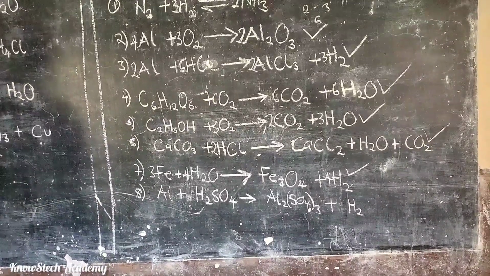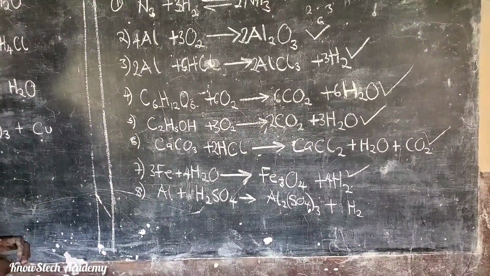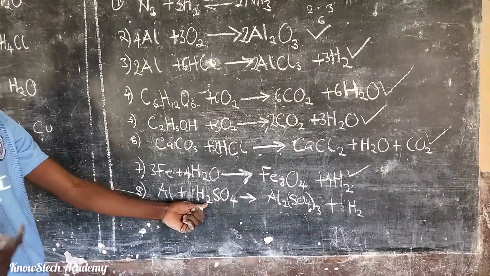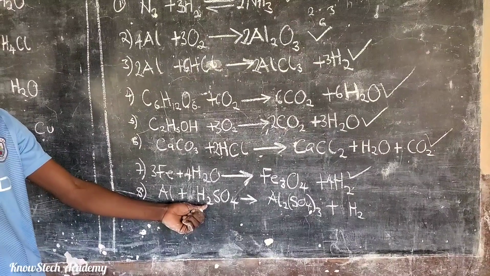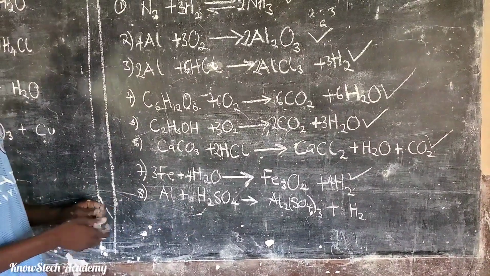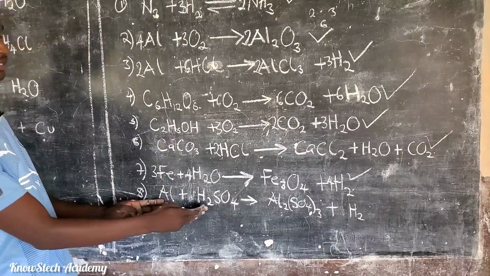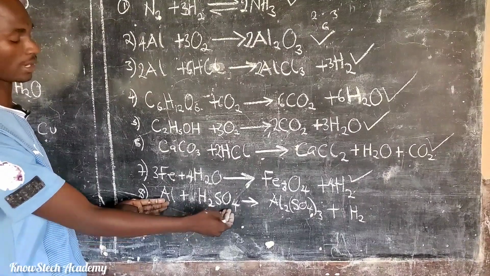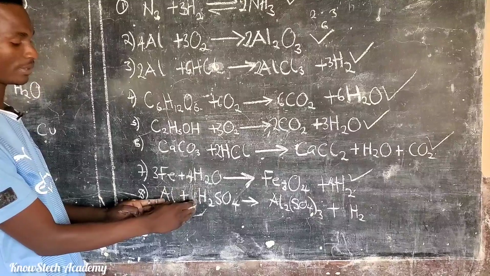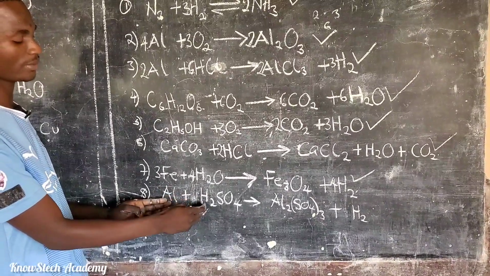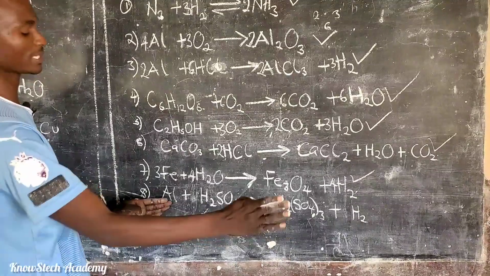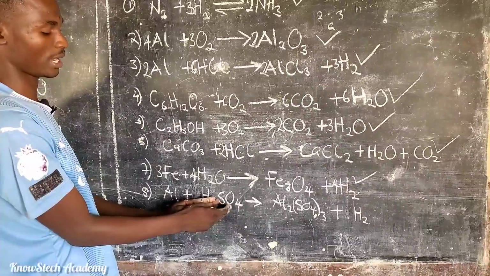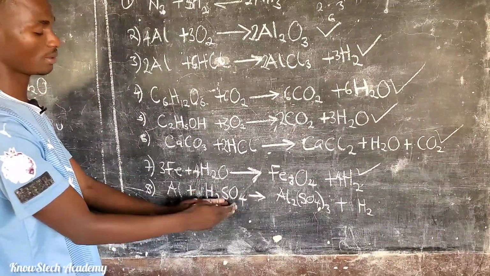So this has balanced. Next is number 8, which is aluminum reacting with sulfuric acid, which is also an acid. So this is single displacement. The aluminum will displace the less reactive element from this sulfuric acid, which is hydrogen, because aluminum is above hydrogen in the reactivity series. So hydrogen will be displaced and will be hydrogen gas there. Then this will attach itself to sulfate to be aluminum sulfate.